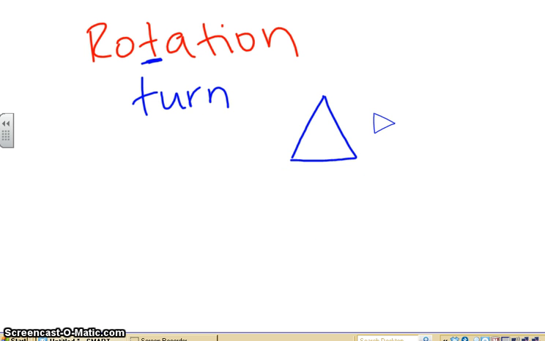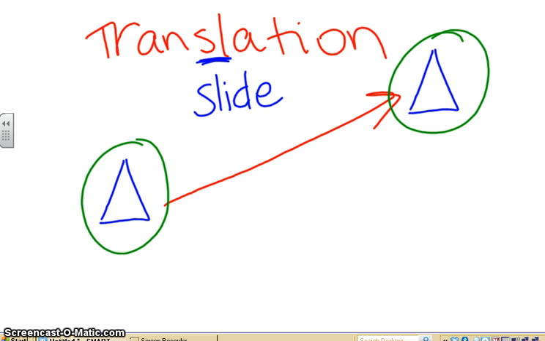Then we have a rotation, which is a turn, and we know that the shape has to turn and it cannot change its size. It has to be the same size as it was before. And we have a translation, which is a slide, where the shape moves from one point to another point.